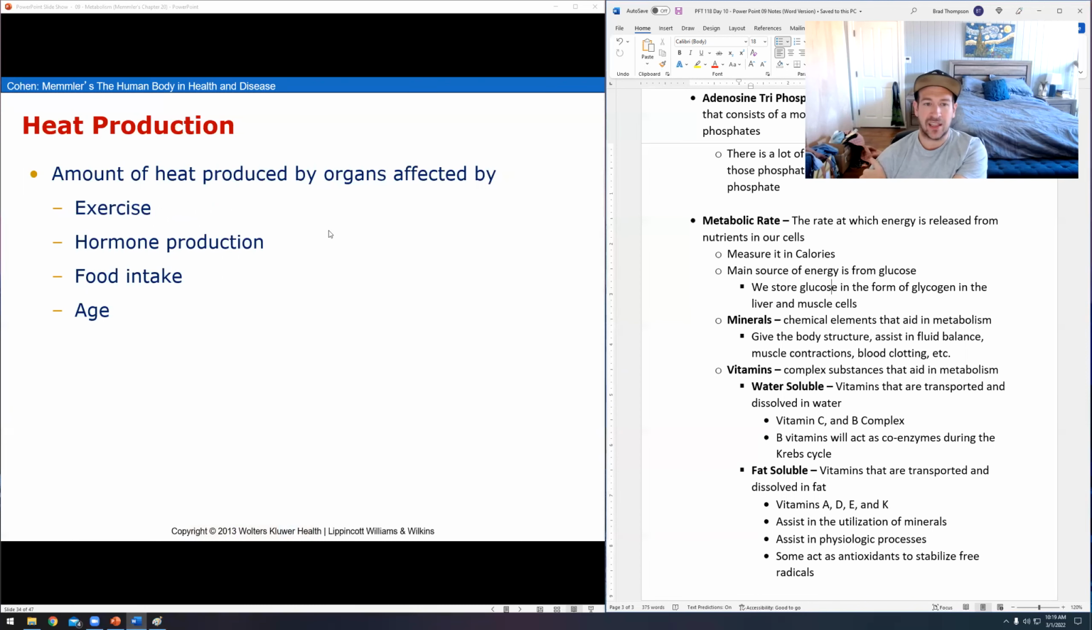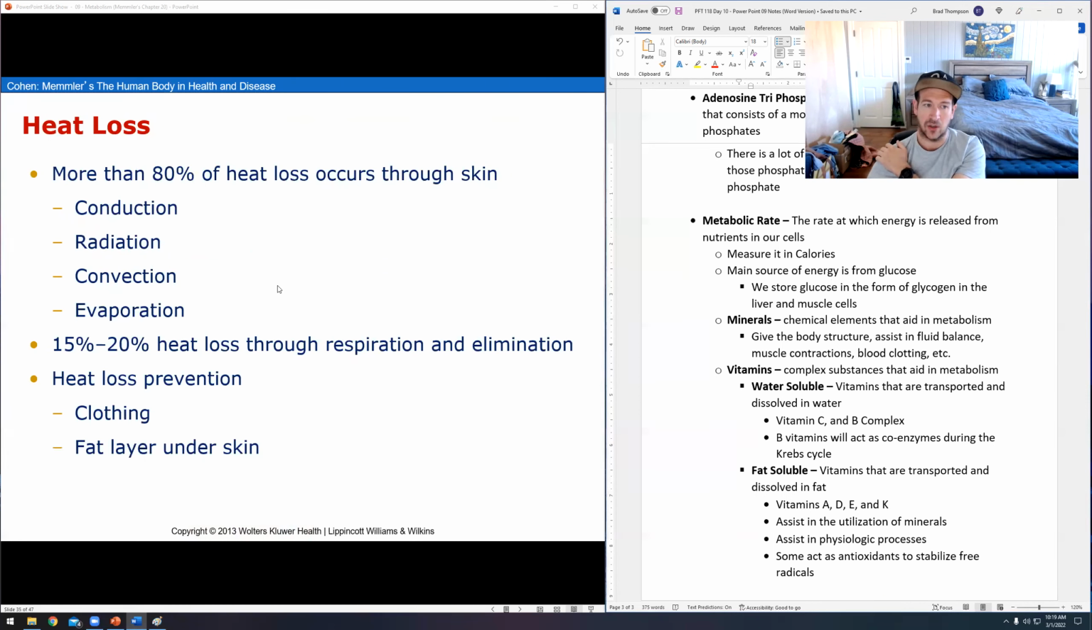So there's a couple different things that are going to affect your heat, like your exercise level, your hormone production. If your thyroid is running really fast and your cells are just releasing energy really quickly, that will also increase heat production, which is where people who have Graves' disease are constantly sweating and hot. Your food intake can actually do that. If you bring in plenty of food, that can produce heat. And then age: we tend to be pretty good at producing heat when we're younger, and then we lose that ability as we get older.